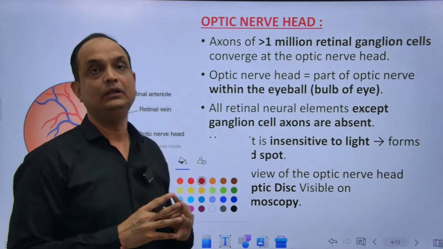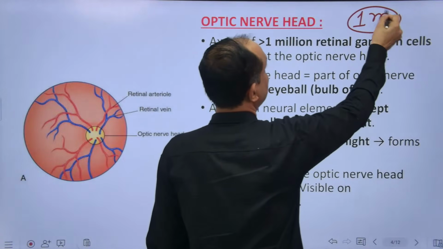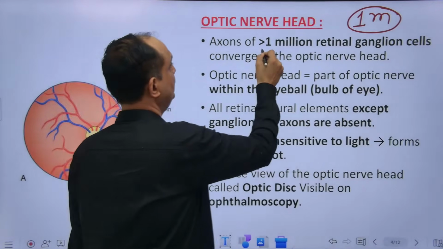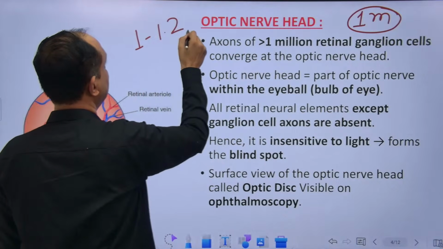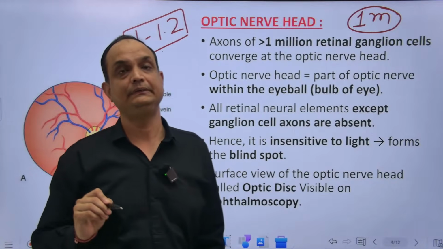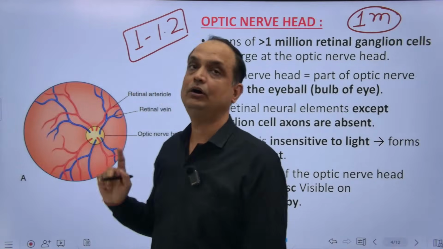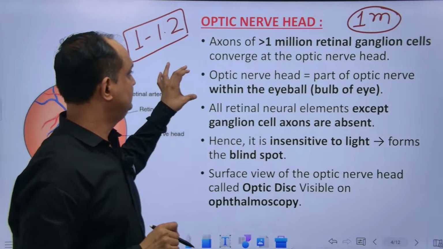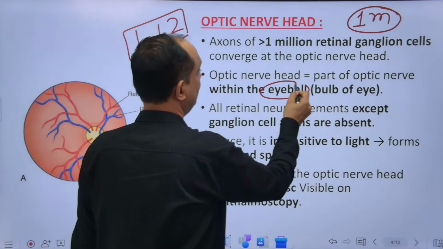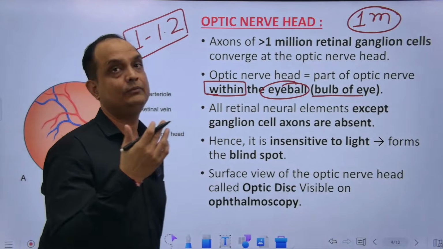Now, in the eyeball, the retina has around 1 million ganglionic cells. So the number of axons present in the optic nerve is also 1 to 1.2 million. These 1 to 1.2 million axons of the ganglionic cells are converging on the optic head or optic disc. Clear? Now, this optic nerve head, as I already told you, is part of the eyeball or the bulb of the eye. That means it is inside the eyeball, not visible from outside.